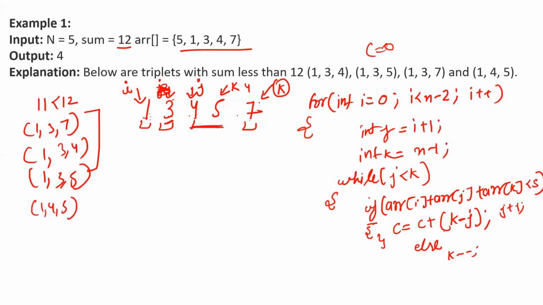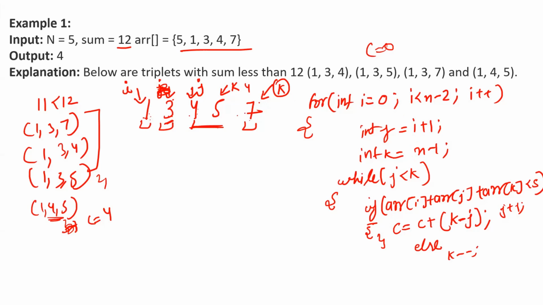So we'll be updating the value of count. What is the previous value of count? 3, plus the j value is 2 and the k value is 3. 3 minus 2 is 1. So you can see only one pair we have got. So now the value will be 4 itself. Now, the j value will be further incremented, but now the j value is not lesser than that of k. So we'll be coming out of this while loop.